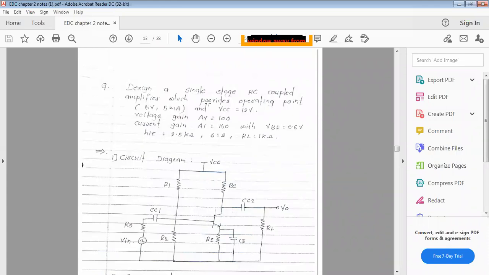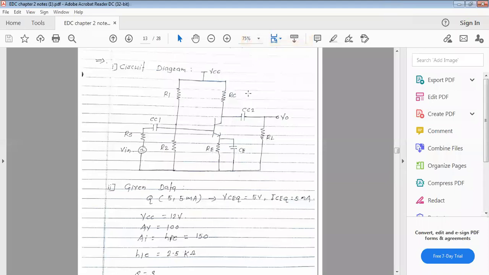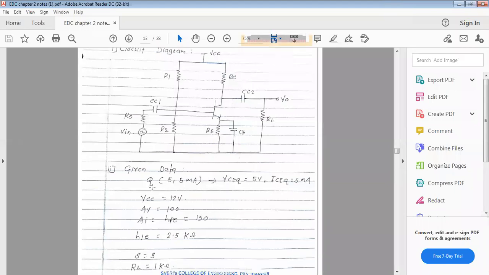Now what happens? We have to design a single stage RC coupled amplifier. So we have to draw that one. As it is ready-made notes, this diagram is there. But if it is in the question, you have to draw this. So see here, this is the standard diagram of the circuit. Now, this is the first step. You have to write the given data. What we have been given is the Q point. What is the Q point? It is 5, 5. 5, 5 means what? 5 volt is the output voltage, that is VCE or VCEQ, that is 5.